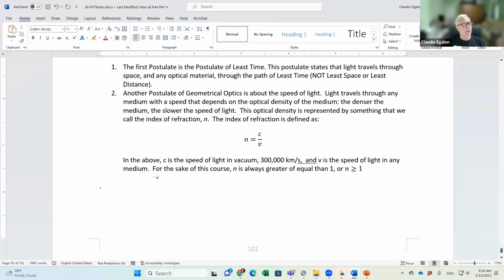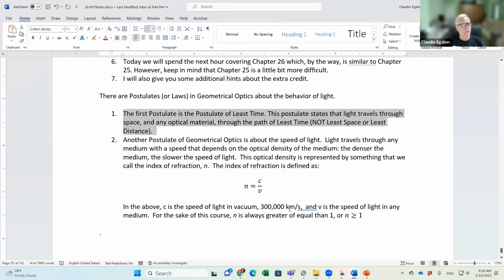So those two postulates, just like the laws of Newton, those are the laws of geometrical optics. The postulate of least time and the postulate of geometrical optics. The so-called law of reflection comes from the postulate of least time. Okay, and what exactly does it mean?